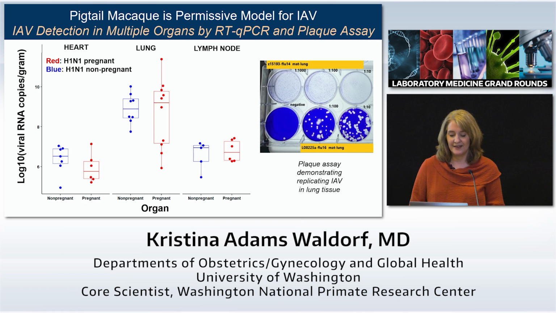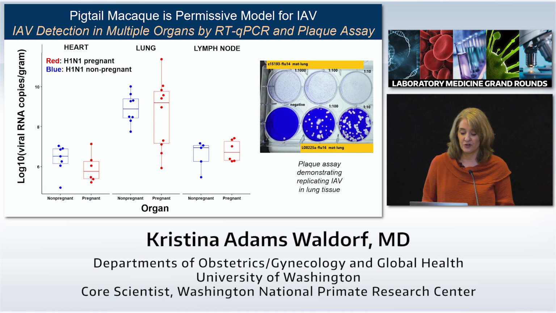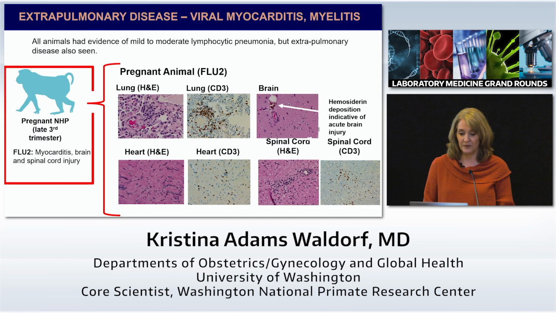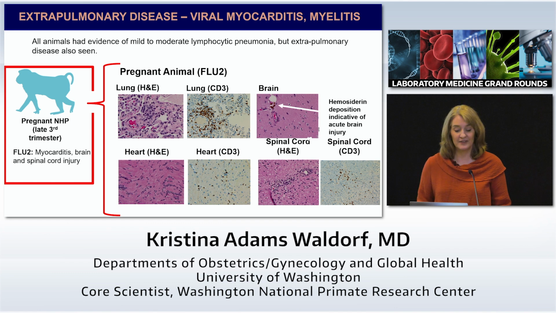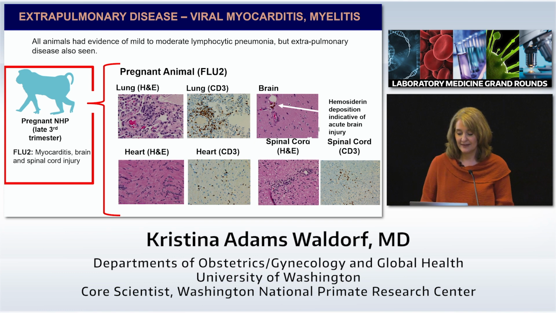Next, we checked whether we had viral RNA in organs, both by quantitative PCR and by plaque assay, and we did, as we expected. We found it in the maternal heart, maternal lung, lymph node, and we found replicating virus. So certainly the non-human primate was permissive to the H1N1 strain that we inoculated. We found extrapulmonary disease. So all the animals had evidence of a pneumonia, but we also found extrapulmonary disease. So here's a pregnant animal that had myocarditis, brain and spinal cord injury, and this is staining for CD3 with T-cell infiltration.